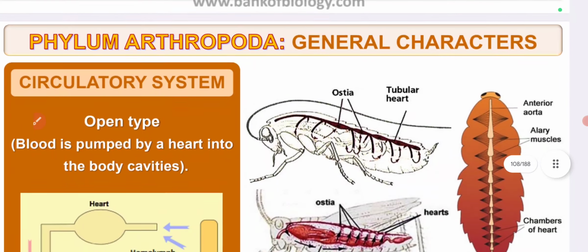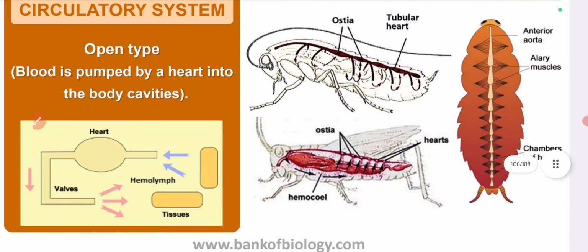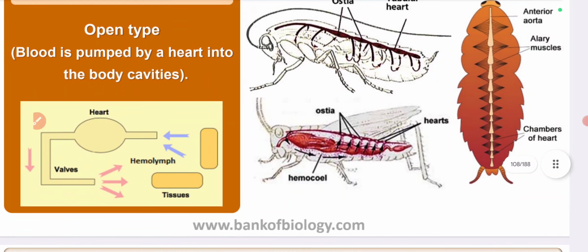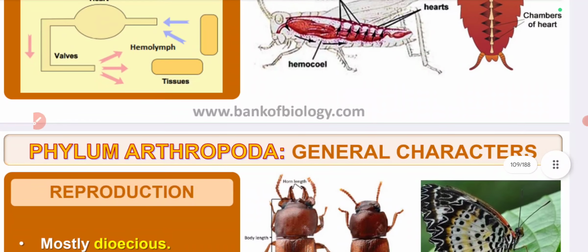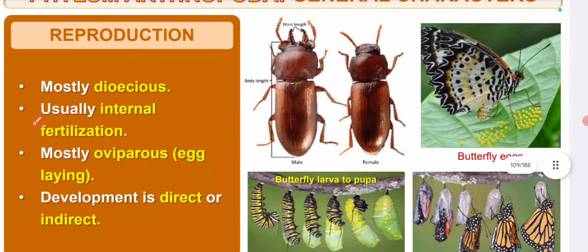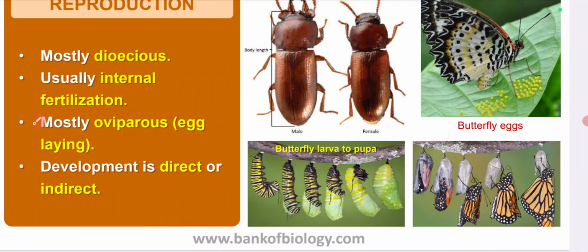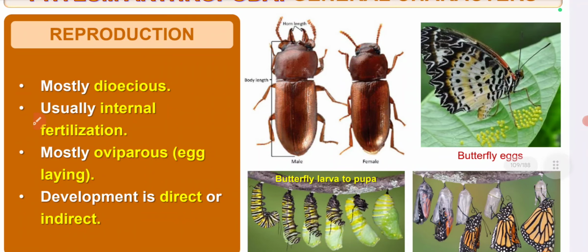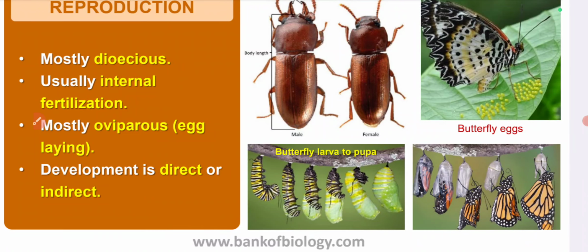Next, circulation is open type, that is blood is pumped by heart into the body cavity. As you can see, blood is pumped by heart into the body cavity. Reproduction is mostly dioecious, usually internal fertilization, mostly oviparous, egg-laying animals, and development is direct or indirect.